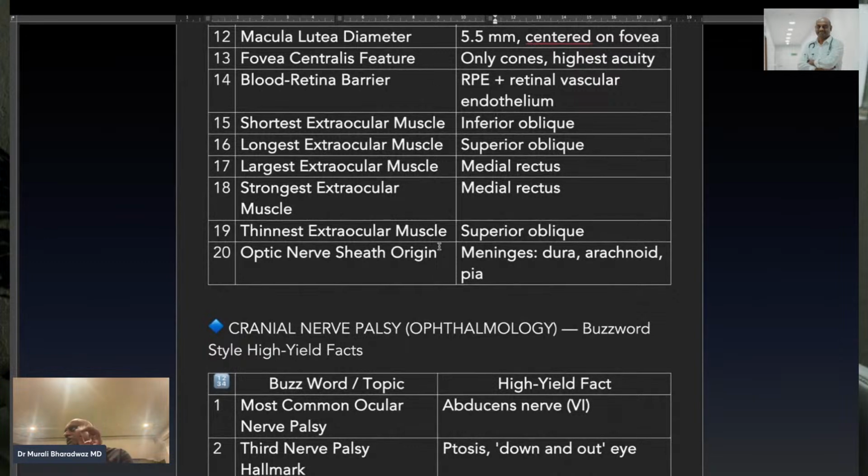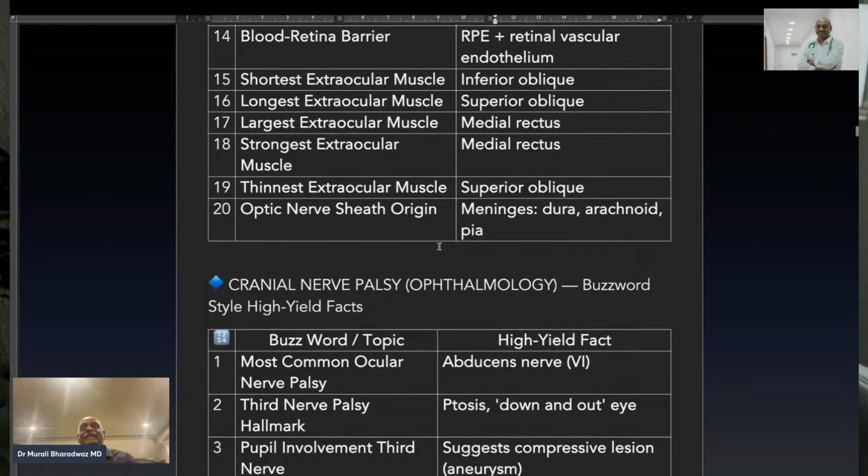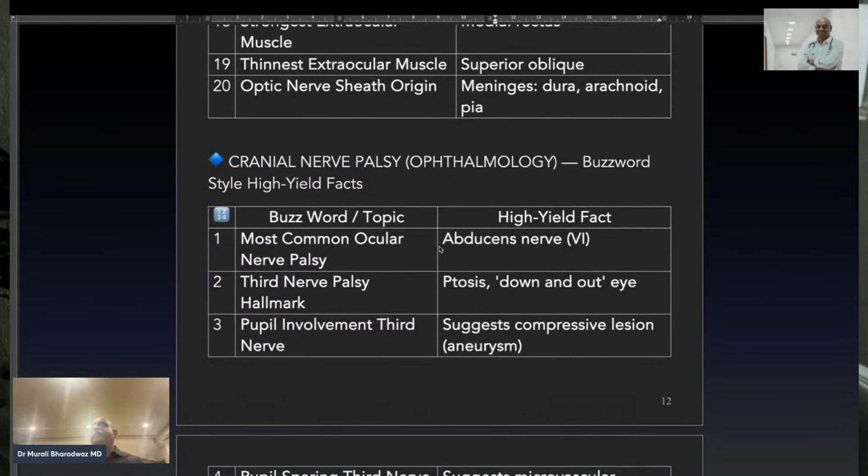Shortest extraocular muscle, inferior oblique. Longest is superior oblique. Largest is medial rectus. Strongest is medial rectus. Thinnest is superior oblique. Pulley will be there. And what all is there in the optic nerve sheath? The dura, arachnoid and pia will be there around the optic nerve in the sheath.